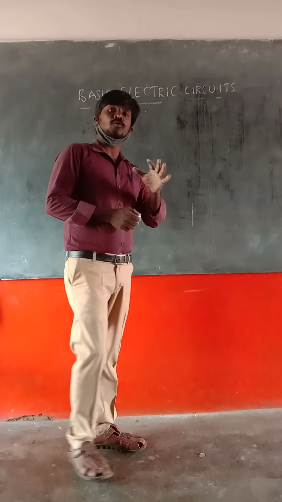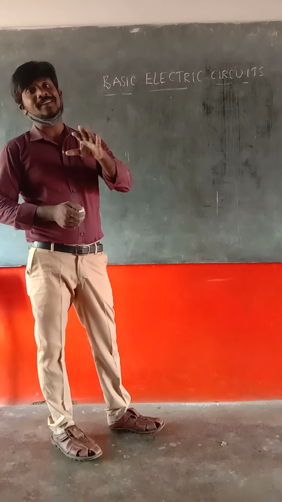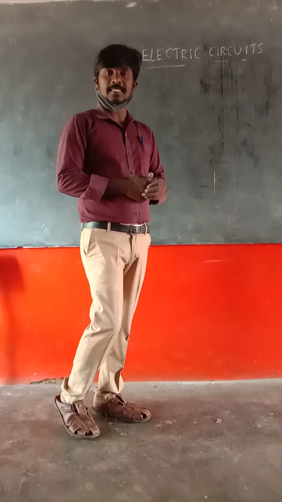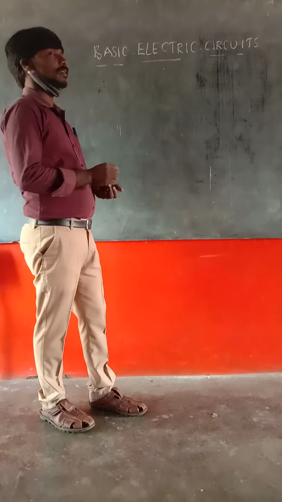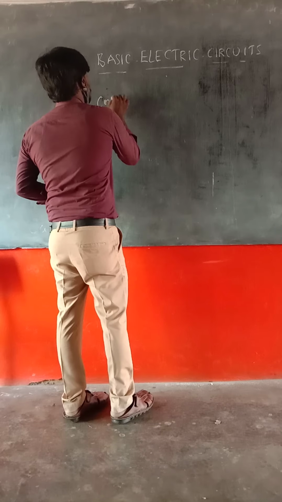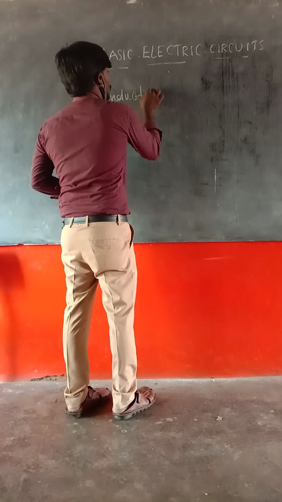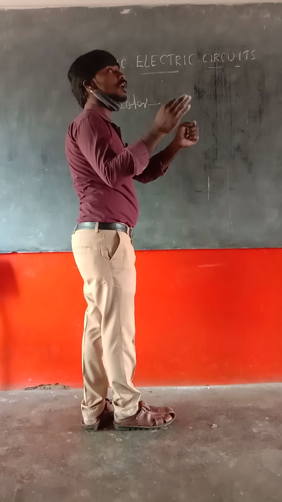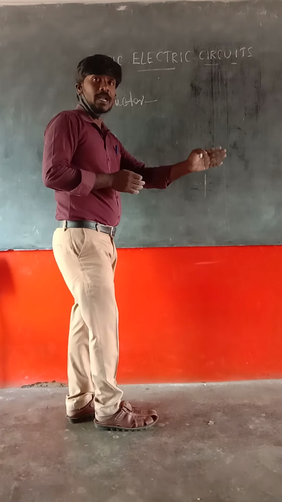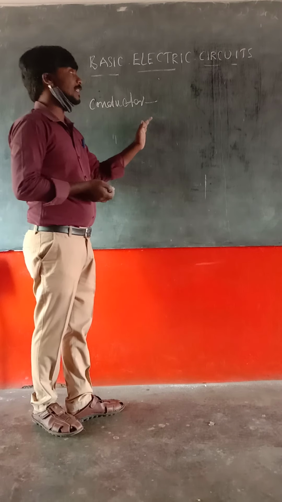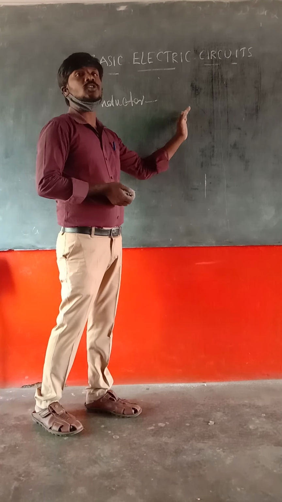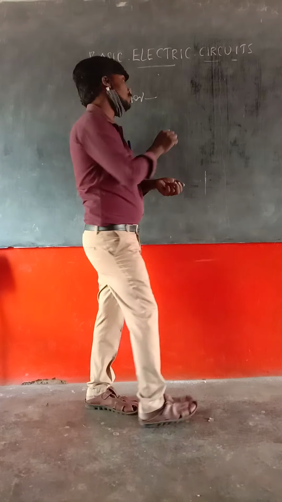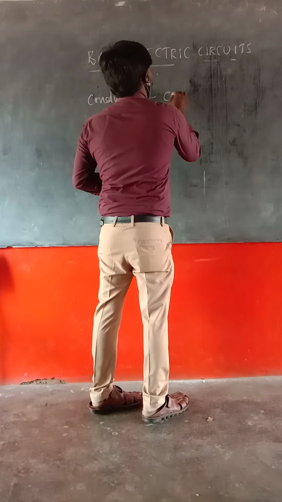Actually, before going to simple electric circuits, what is a conductor and what is an insulator? A conductor is a material through which electricity can flow, through which electric charge can flow. The best example is copper.